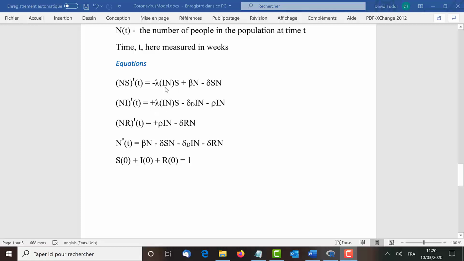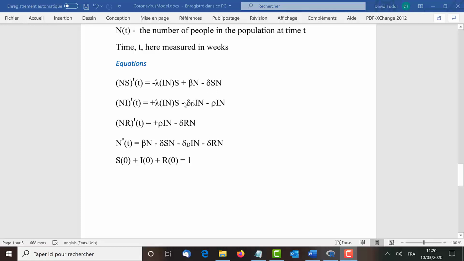The people who are infected leave the susceptible class and go into the infective class. This is the birth rate. We're presuming that all births are into the susceptible class, so no one is born with the coronavirus. And here's the death rate. There are S times N susceptibles, and they die at a rate of delta.